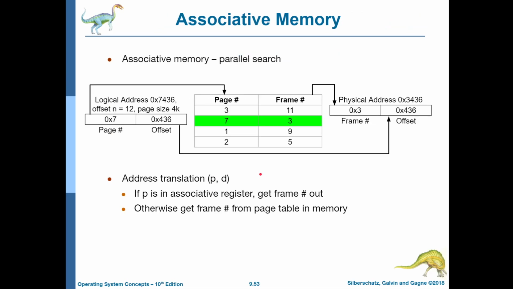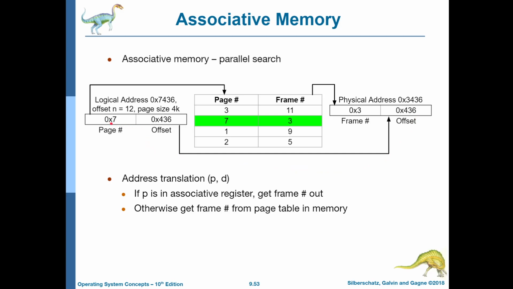So here's an example of associative memory. Let's say we have a logical address of 7436 in hexadecimal. Our offset is 12 bits wide, meaning we have a page size of 4K. Our 4K offset for our logical address will be 436. This is 12 bits. The other 4 bits of our address is the page number, and in this case, I've separated it here as 7. Now, the offset, of course, is simply copied directly from the logical address to the physical address. So here we see 436.